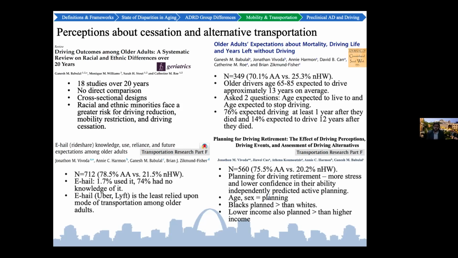And finally, in this study in the lower right-hand portion, we found that higher stress and lower confidence in driving ability were predictors in those that actively plan to retire from driving. But neither age nor sex were actually significant predictors, because we know that women typically tend to give up the keys faster than men. But what we found is lower income and also being Black independently predicted more planning, not less planning. And so really the strength of some of these studies, particularly the last 3 studies that I quoted, was that we had a large sample of older African Americans within them.